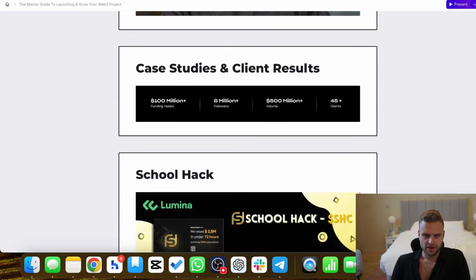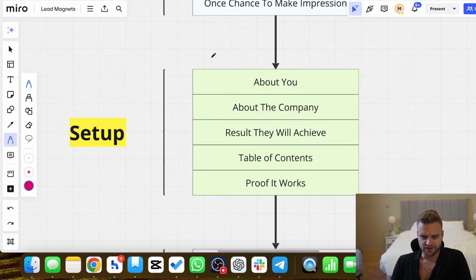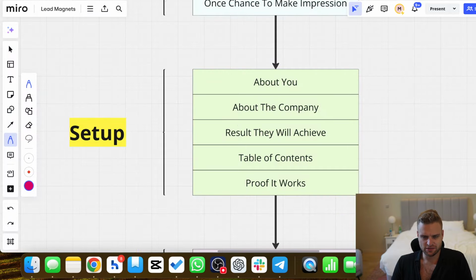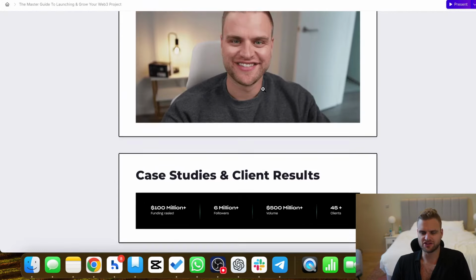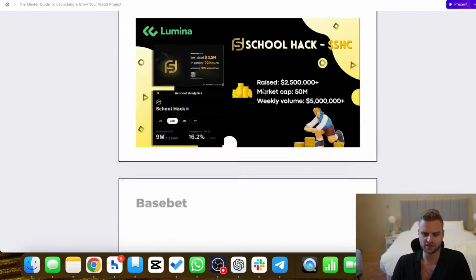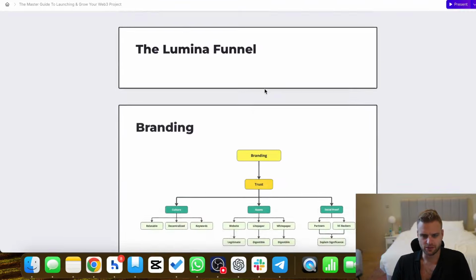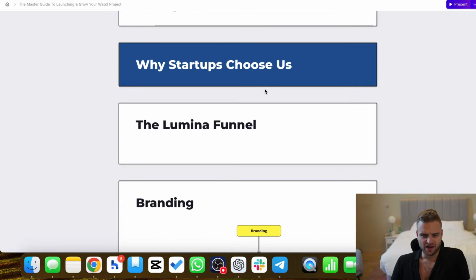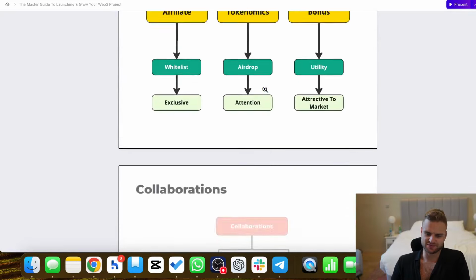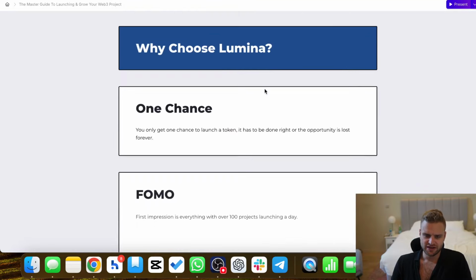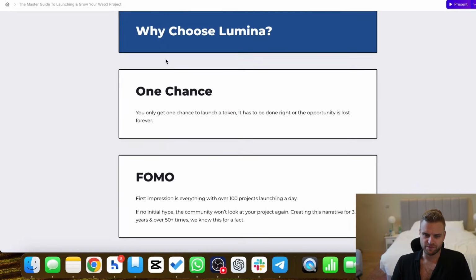Then, if we go back to it, we want to cover what result they're going to achieve, where the table of contents is, and what the proof is that they should even be reading this. Does this even work? So we're going to have some case studies like that, and keep adding more and more. We're going to have why businesses choose us, with some sort of intellectual property, graphics, or frameworks. And then, why choose us again?